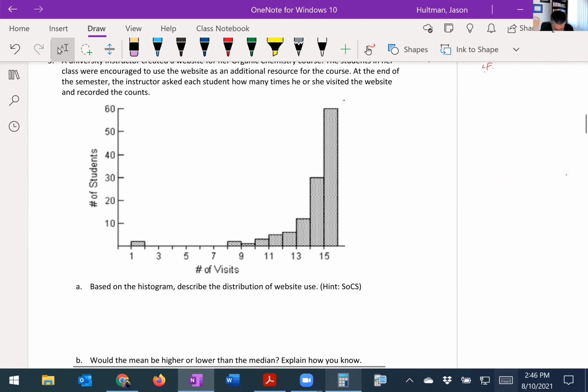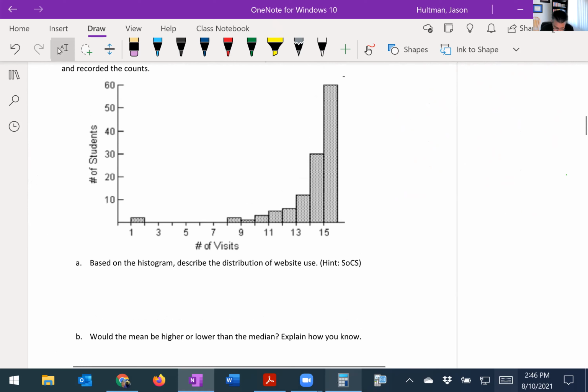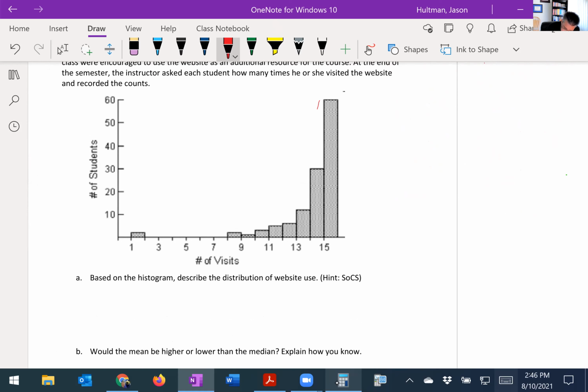Based on the histogram, describe the distribution of the website. Well, it definitely looks like it's skewed left. So we'll say that it's left skewed. Remember, what do we want? We want shape, center, and spread. So for this, it's left skewed. That's the shape. The center, where would the center be? Where would the median be?